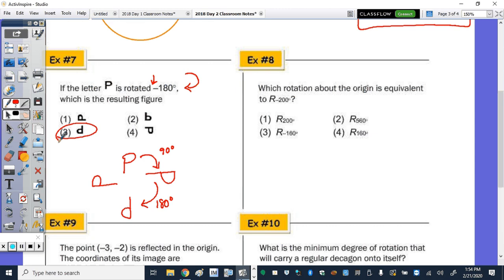Which rotation about the origin is equivalent to? So if it's a negative 200, that's the same as a rotation of a positive. It has to add up to 360, so a positive 160.